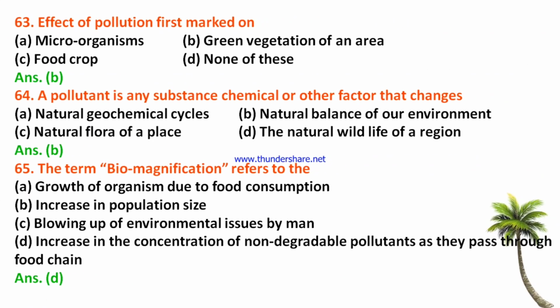Next, number 63. Effect of pollution first marked on microorganisms, green vegetation of an area, food crop or none of the above. And the correct option is option B, green vegetation of an area.